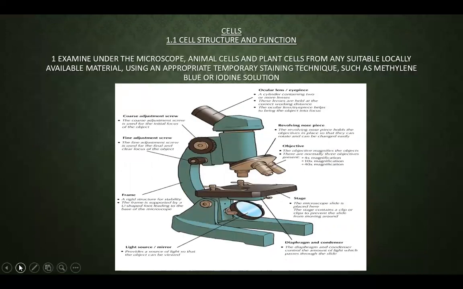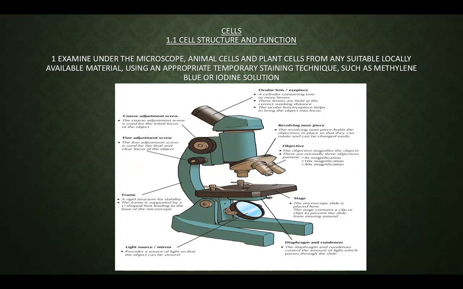As we start with the chapter, the first learning outcome says, examine under the microscope. So firstly, we need to understand what a microscope is and what the parts of a microscope are. The first thing that is visible here is a compound microscope. A compound microscope has multiple objective lenses. We have 3 objective lenses in this compound microscope. So let's quickly discuss the parts of the microscope.